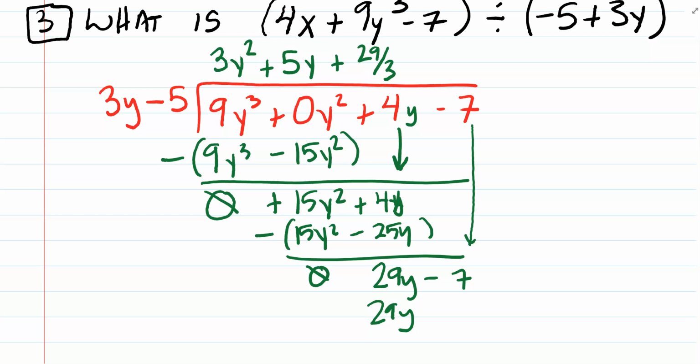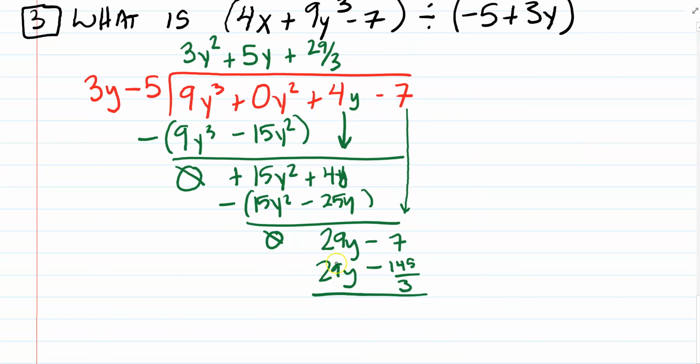So 29 thirds times my negative 5 becomes, what is that? I'm going to write it as negative 145 thirds. Yikes. Negative 145 thirds. And then again, by design, I should get this to cancel out, which it does. And then I want negative 7 minus a minus, so it's negative 7 plus the quantity of 145 thirds. And that, as a fraction, ends up being 124 thirds.